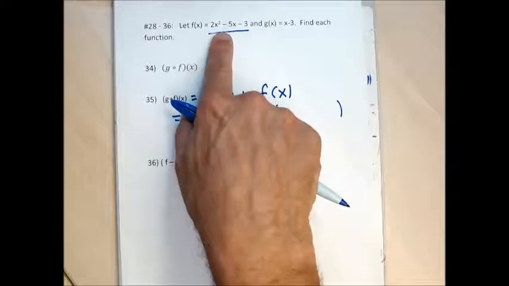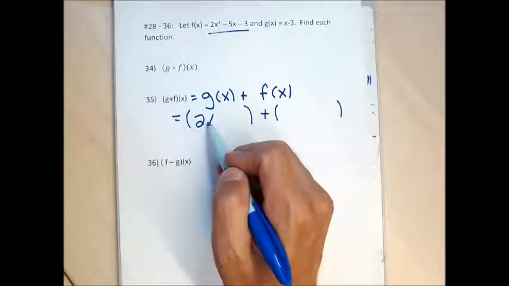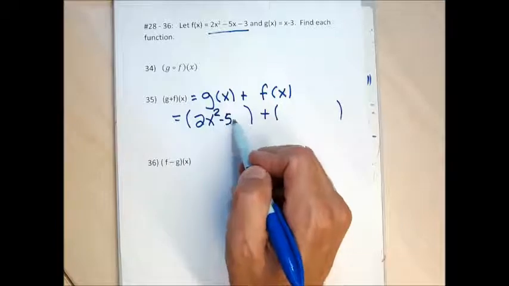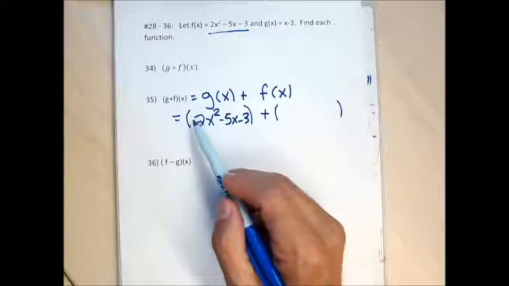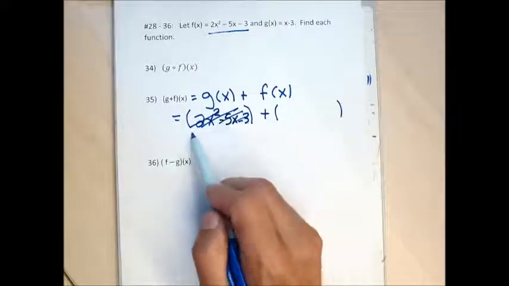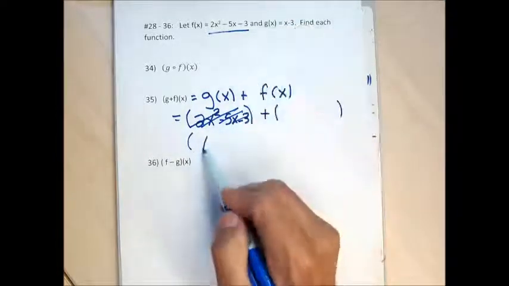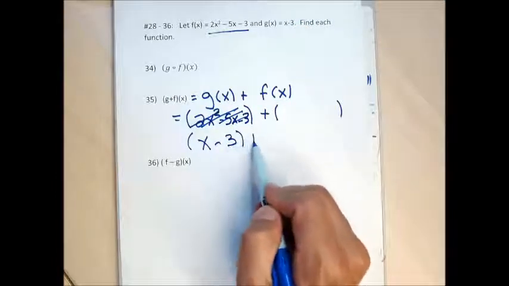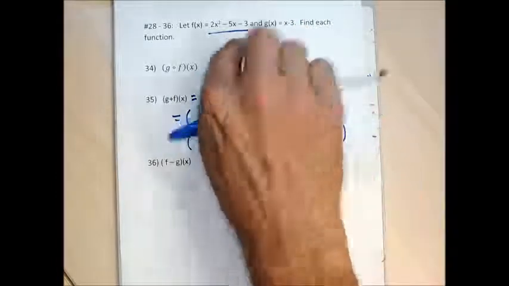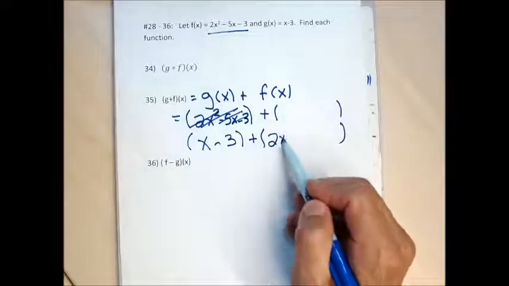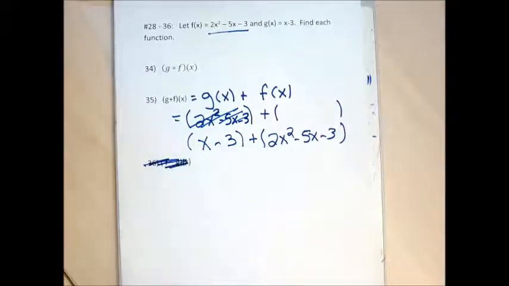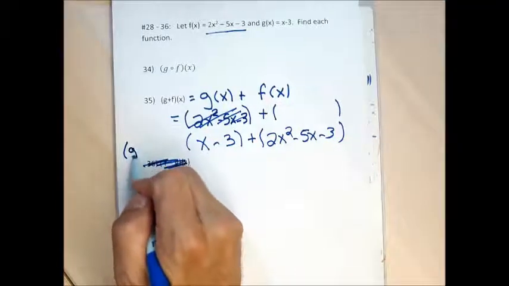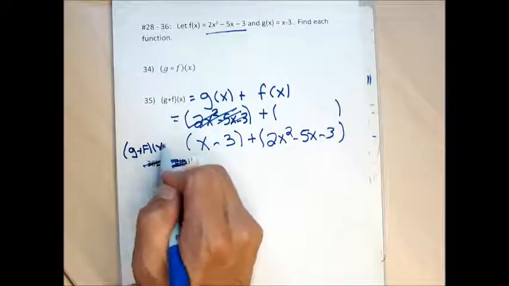In the first parentheses, I'm going to put x minus 3 because that's what the g of x function is equal to. In the second parentheses, I'm going to put 2x squared minus 5x minus 3 because that's what the f of x function is equal to. So I should have written g plus f of x equals this.